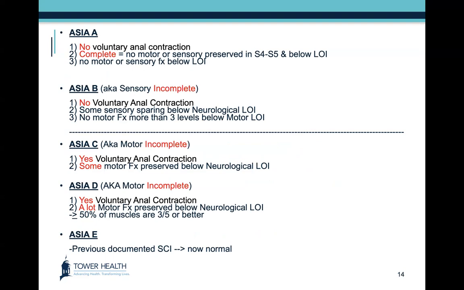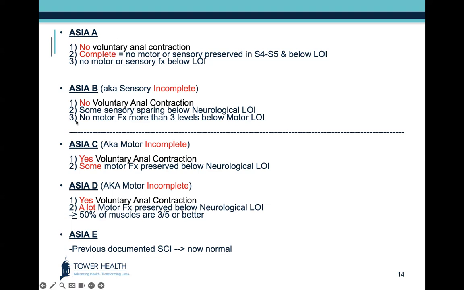This is my quick and dirty way of how I like to cheat on the ASIA exam. It's probably a little bit too in depth, but the way I like to break it down is you have ASIA A, B, C, D, and E. E is basically normal, but the important thing to know is that means you have previously had some kind of documented spinal cord injury. Just because you have fully intact motor and sensation throughout your body doesn't mean that you're an ASIA E. You have to previously have been somewhere on the spectrum of ASIA A to D and have recovered to some extent to be considered an ASIA E.